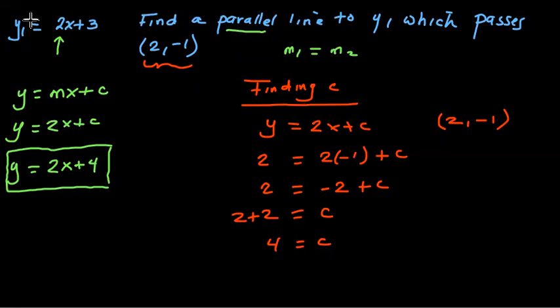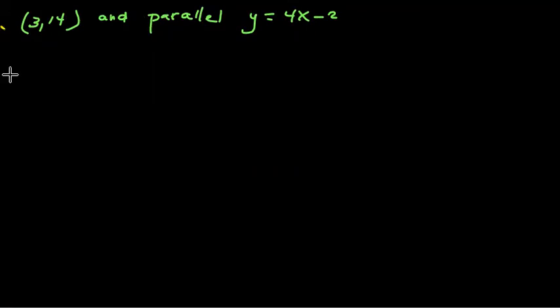Let's try another one. So again, we're looking for the equation of a line which passes through (3, 14). It passes through that and is parallel to 4x minus 2. Okay, so this is where we are. So let's boogie. We know what to do. We start at the same place every time. Y is equal to mx plus c. All right, at least put that on your paper.